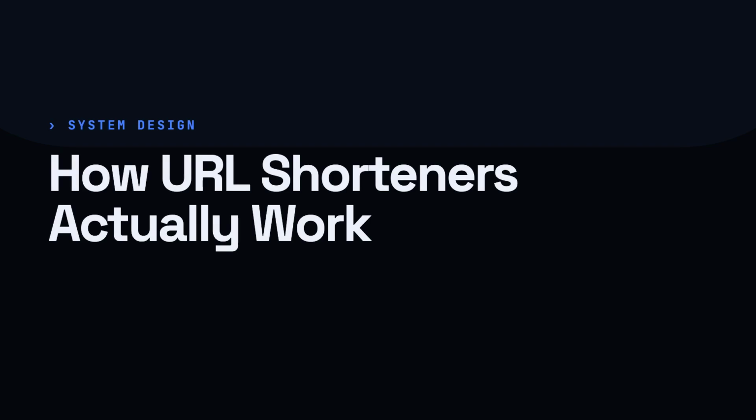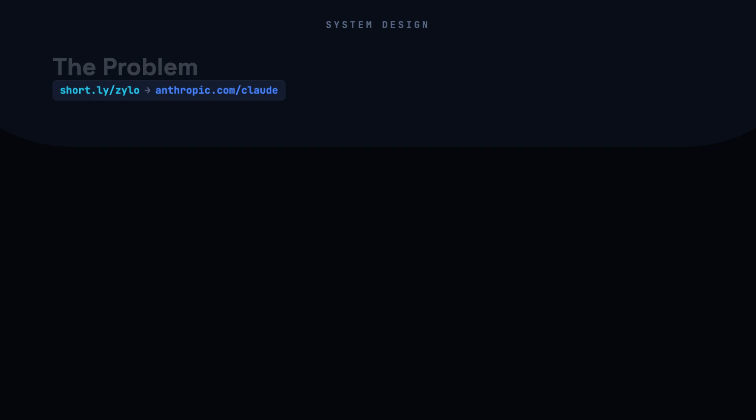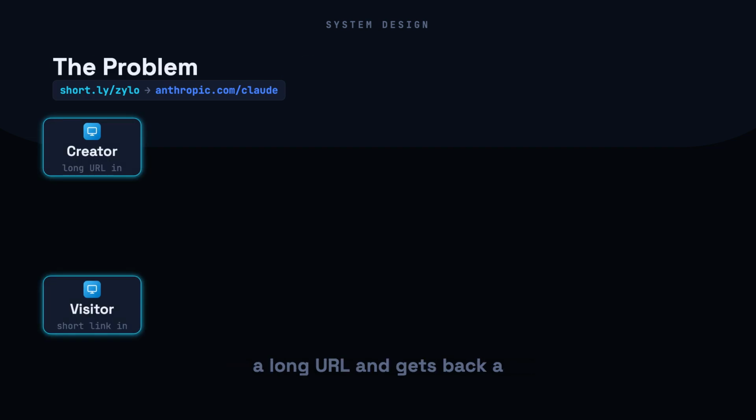A URL shortener looks like a weekend project, but building one that handles hundreds of millions of redirects a day, each in under 10 milliseconds, is a genuinely interesting distributed systems problem. The job is simple. A creator pastes a long URL and gets back a short code like short.ly/x7k2, and any visitor who clicks it lands on the original page.